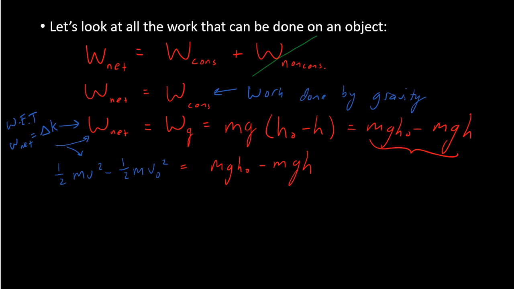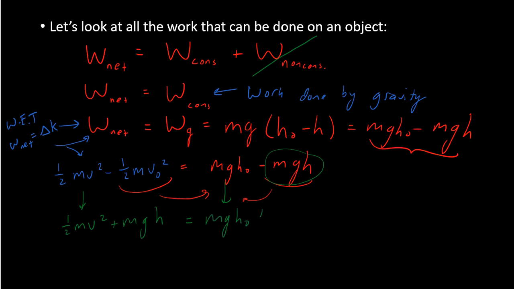Okay. Well, I have some terms that have the little naught, the initial symbol, and I have ones that don't. Let's get all the initial things on one side, and the ones that are final onto the other side, which will leave me with the following. This stays, so I have 1/2 mv squared. I swung this one over, plus mgh equals, this one will stay, mgh naught, plus I swung this thing over here, 1/2 mv naught squared.